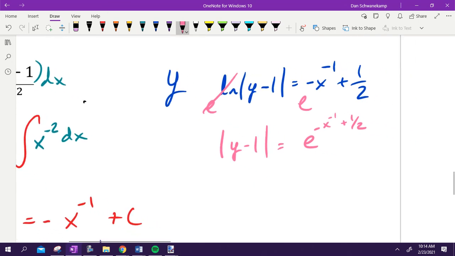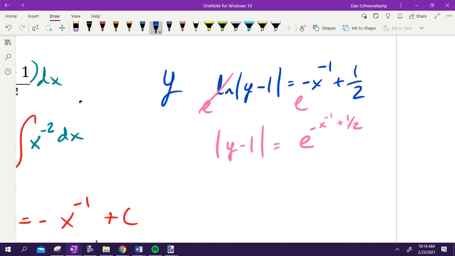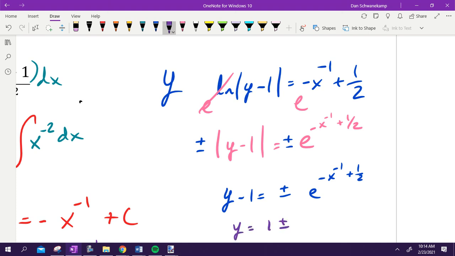Luke Johnson, what do you want to do next? Plus or minus, get rid of those absolute values. Take the plus or minus on both sides. Those cancel. Y minus 1 equals plus or minus e to the -x to the -1 plus 1/2. Last thing I got to do is get rid of the -1, so add that 1. We separated, we integrated, we solved for C, we solved for Y.